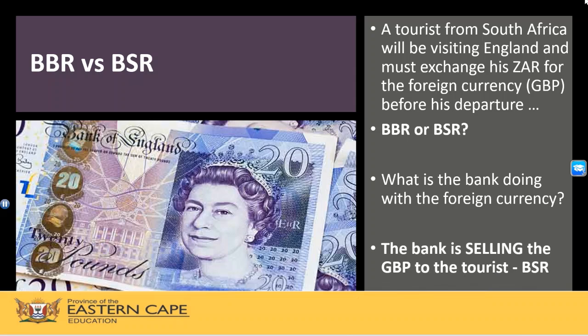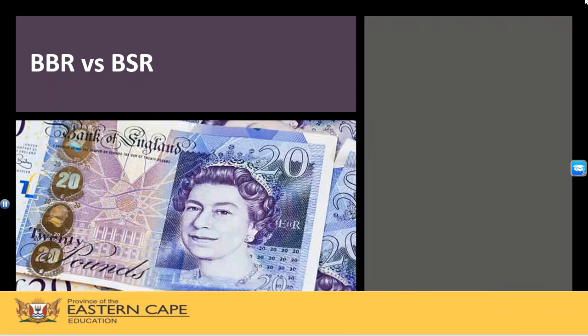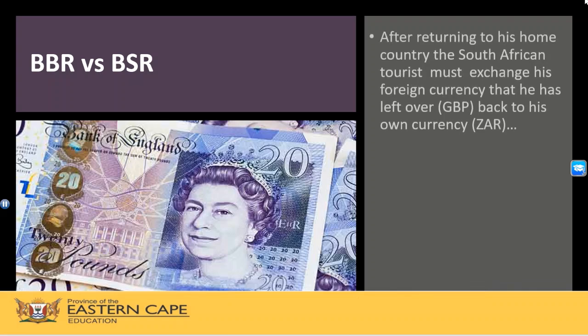Think about it. The bank is selling the Great British Pound to the tourist. Therefore, they will use the bank selling rate. Let's take a look at another one.